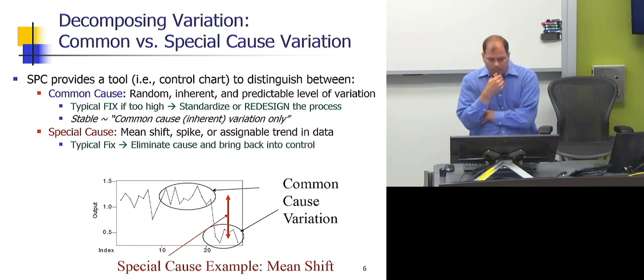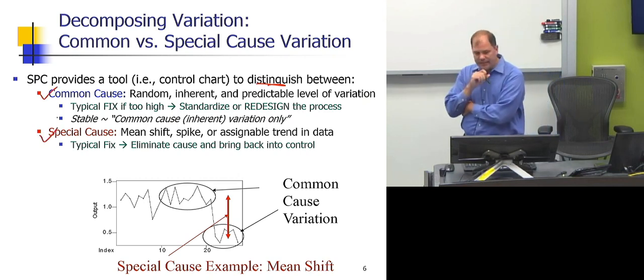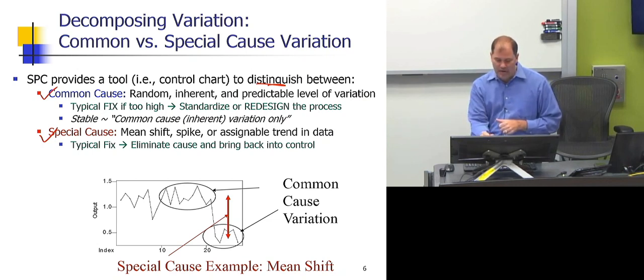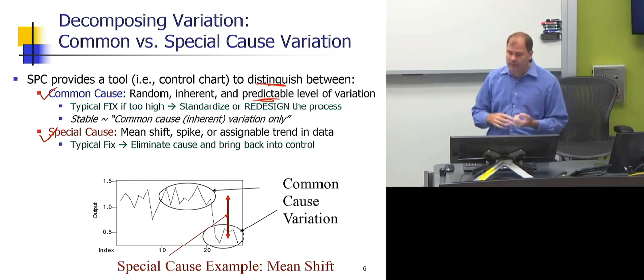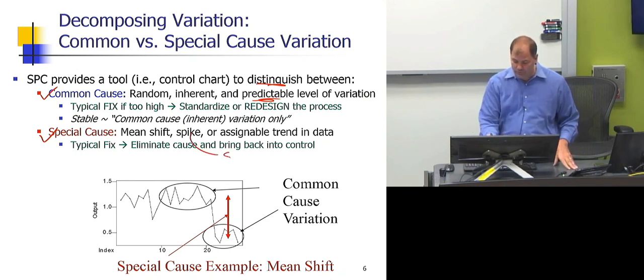To dig a little deeper, if I'm trying to distinguish between common cause and special cause, I want a little bit more of a definition. Common cause, we think about that as random, inherent, and predictable. If you have some inherent variation, in the future it's going to keep happening. Special causes would be things like a mean shift with an assignable cause, an assignable trend, a spike. Spike is another word for sporadic condition.